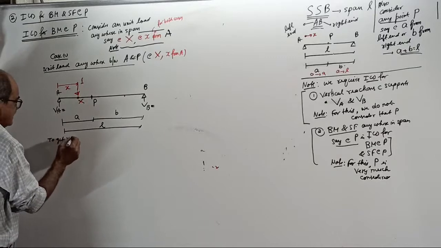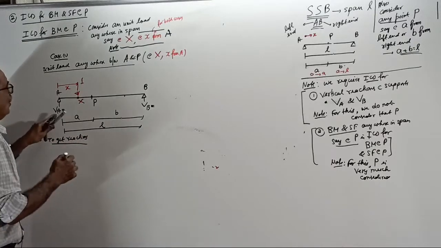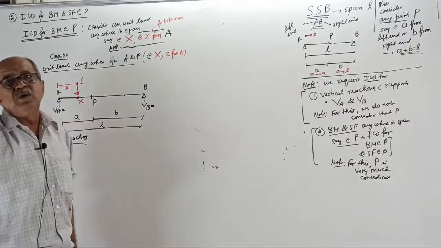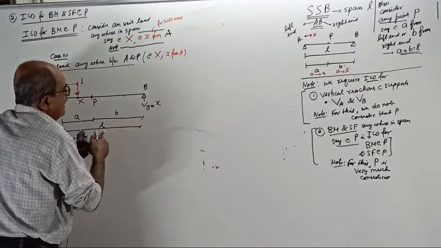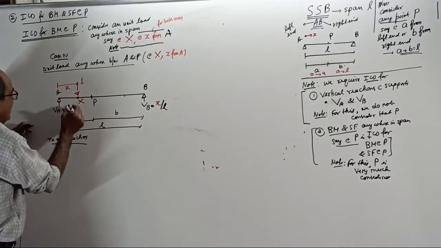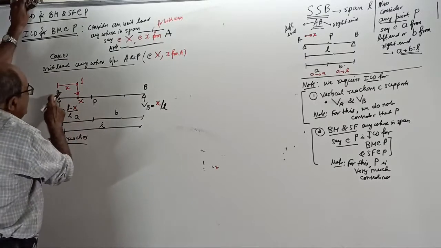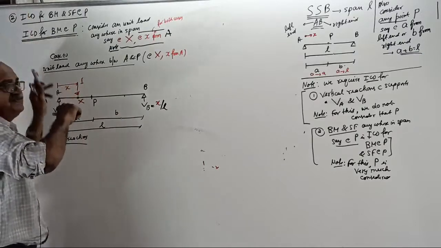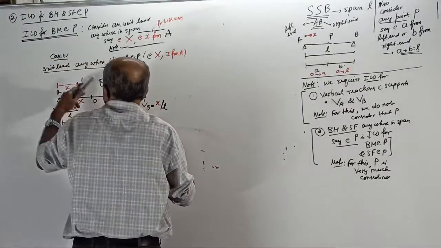actually, you know the answer. VA equal to L minus X by L, VB equal to X by L. You remember, VB will come X by L, X is red color. VA will come L minus X by L. This I already told last time. When the load is at X from A, this reaction is load into other by span. This reaction is also load into other by span.